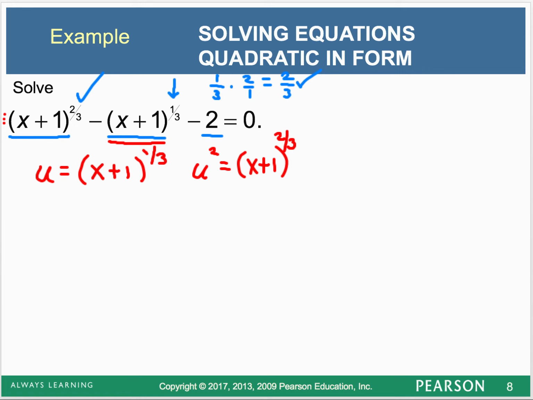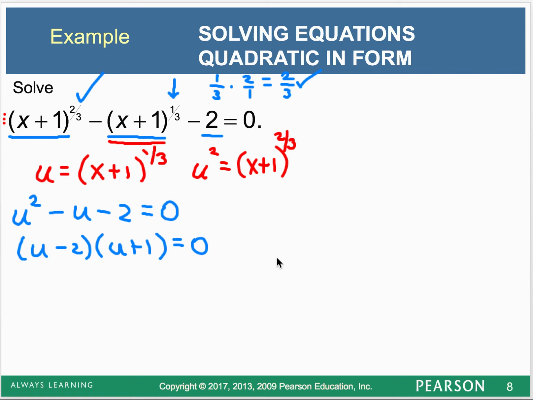Okay, that means I can rewrite this now using the numbers and the u's. So this is u squared, minus u, because that's what we said here. U is this part, which makes u squared this part, minus 2 equals 0. Oh, hey, now it's just a regular quadratic equation. I can just factor it, right? So u minus 2, u plus 1 equals 0. That means either u is 2 or u is -1.